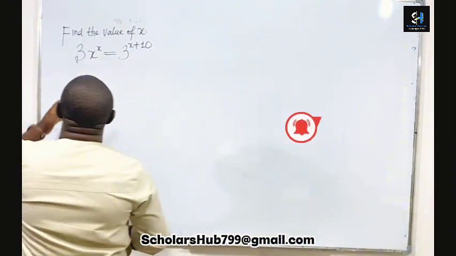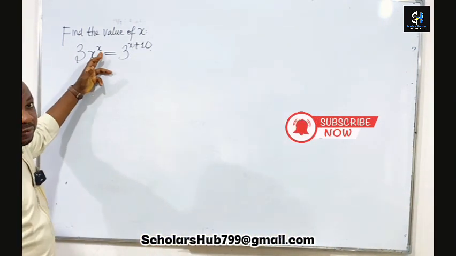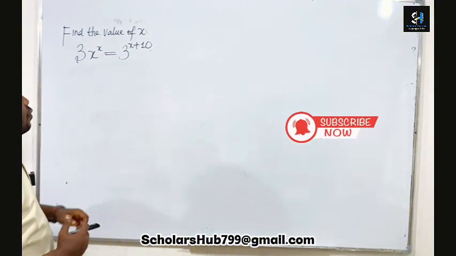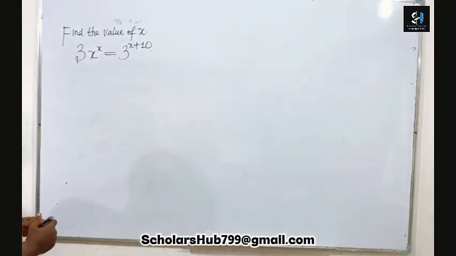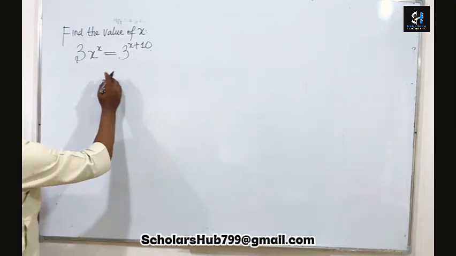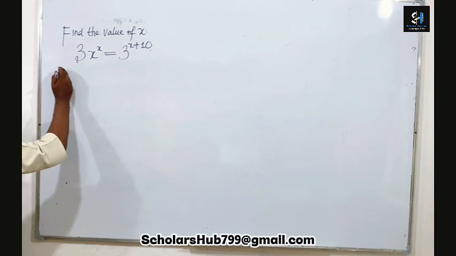Okay, so we have (3x)^x = 3^(x+10). What I will do first is to use one of the properties of exponent.